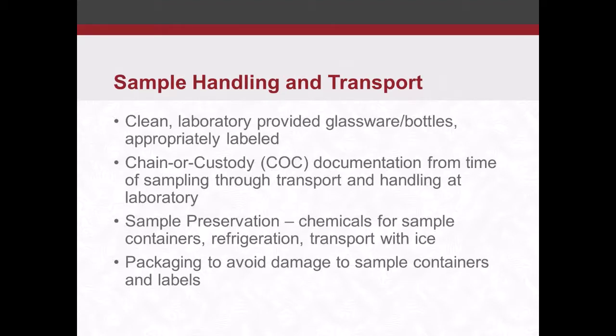Sampling, handling, and transport. There are definitely some critical items on that. Before you go into sampling, you want to know what you need for sample bottles and make sure they're preserved properly. Different analyses that you're doing might need a chemical preservative in the sample container to make sure it's going to hold up until it gets to the laboratory for analysis. So you want to make sure that's all good to go.